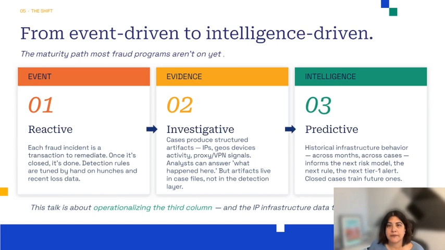And then there's predictive. Predictive is where closed cases actually train future ones. The infrastructure history feeds the model, the rule, and the alert. The gap between column 2 and 3 isn't a technology gap at all. It's a workflow gap. So what I'll be talking about today is really operationalizing the third column, and specifically about the IP infrastructure data that makes it possible.